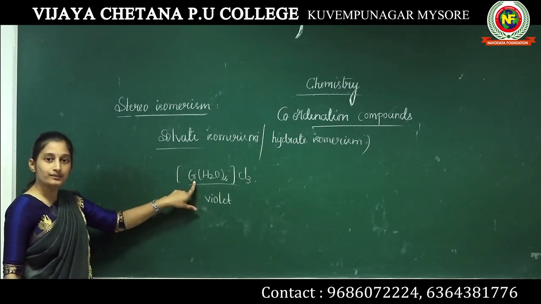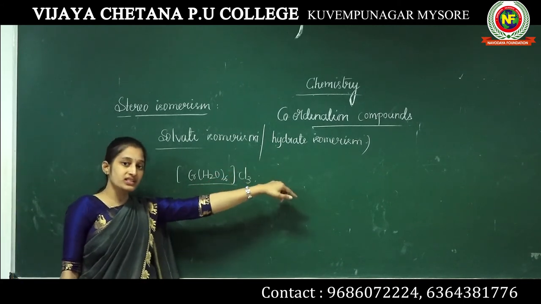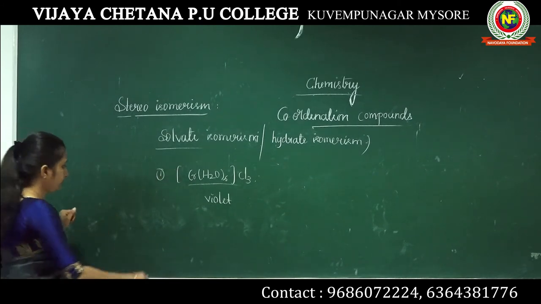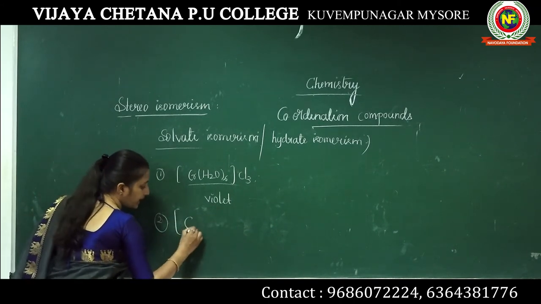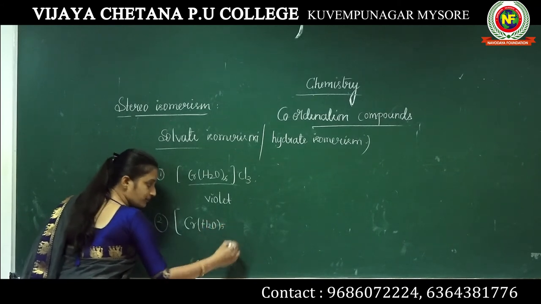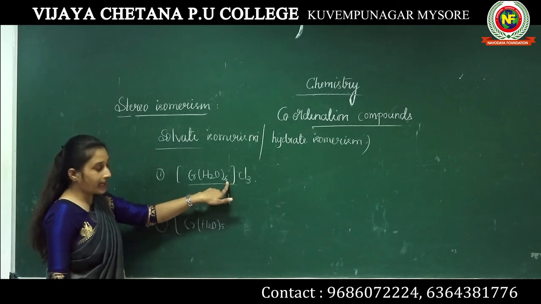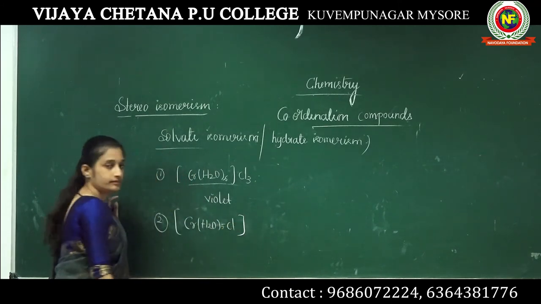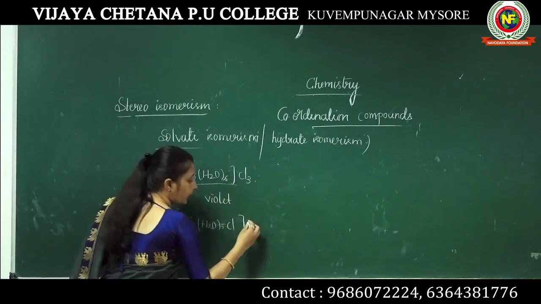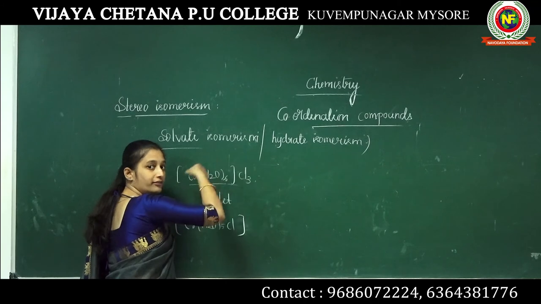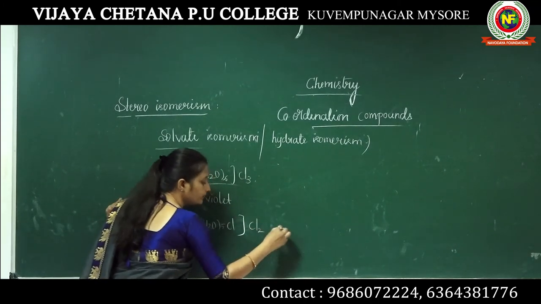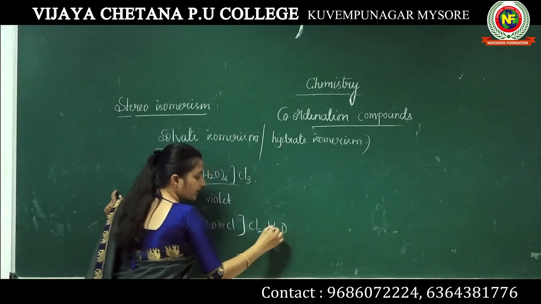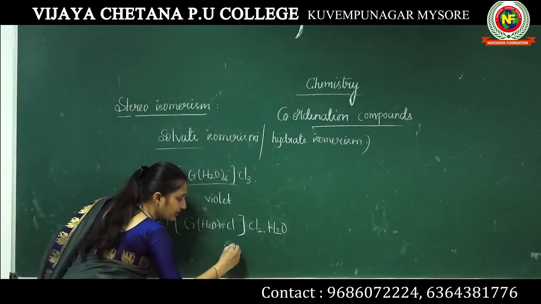Just try to understand, chromium is surrounded by 6 water molecules and outside is Cl3. Now, this is one isomer. What about the other isomer? [Cr(H2O)5Cl]Cl2. 5 times means before it was 6. Now 5 times. One chloride will enter inside, and one water will go out. Before Cl3 was there, one chloride enters inside, Cl3 becomes Cl2. Water was 6 times, one goes out, so 5 times water. It looks grey-green. Green color comes with it.